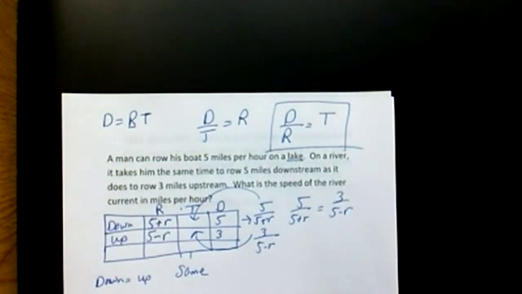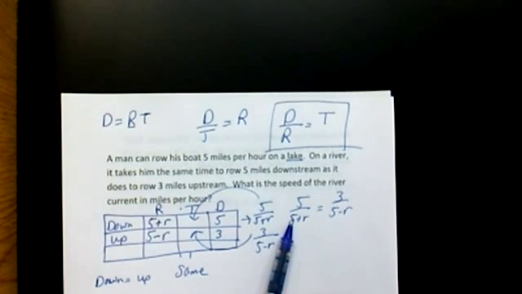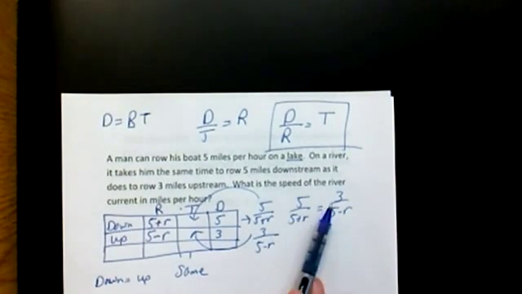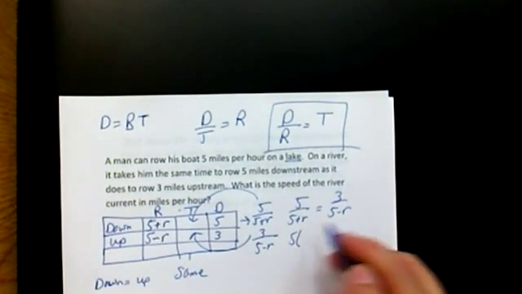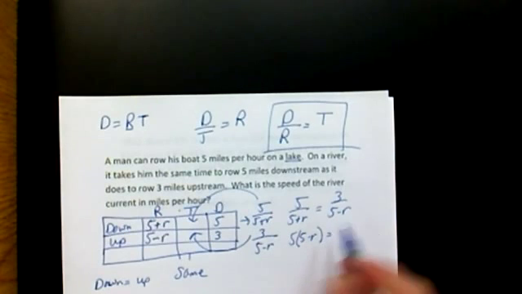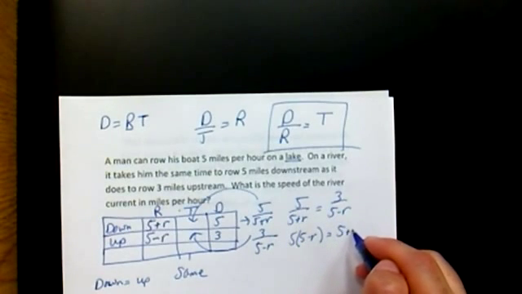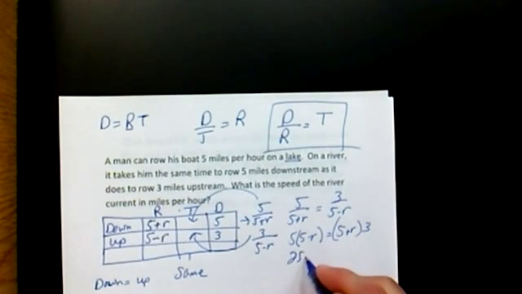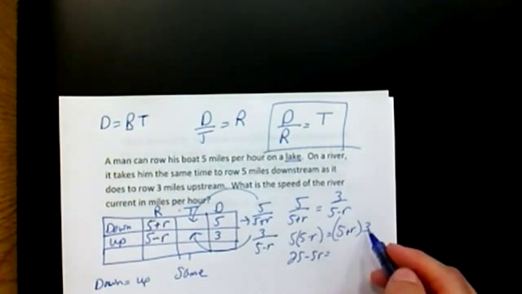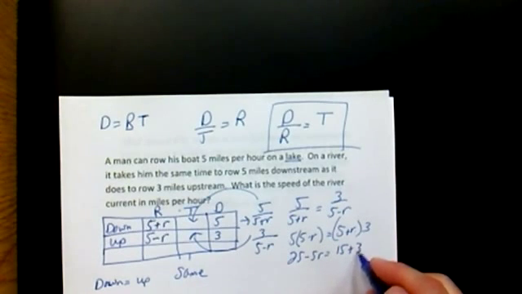Can you guys solve that one on your own, you think? I think with these, it's more setting them up than it is solving them. Do we need to solve it, or can you do that on your own? What do you guys think? I just have to take this times that and this times this. So maybe we should just go through and do this one. So it's going to be 5 times 5 minus r is equal to 5 plus r times 3. So I get 25 minus 5r is equal to 15 plus 3r.